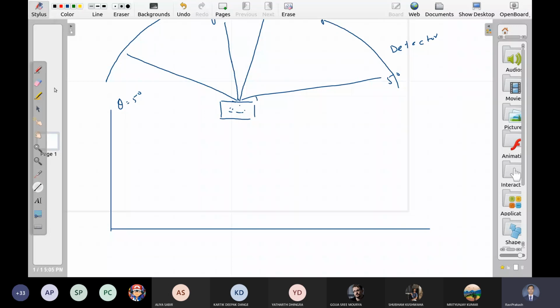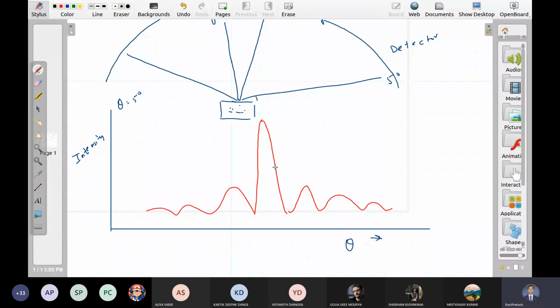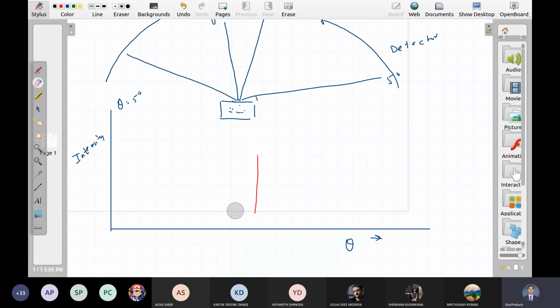So we have theta here, and we have intensity received on the detector. In the case of optics, we see this kind of graph. Right in front of the X-ray, we have the maximum, and then the secondary maxima, third order, fourth order maxima on this side also. This is for one slit. But in this case, we have many slits, and many orientations of slits also. So the situation is very complicated here.